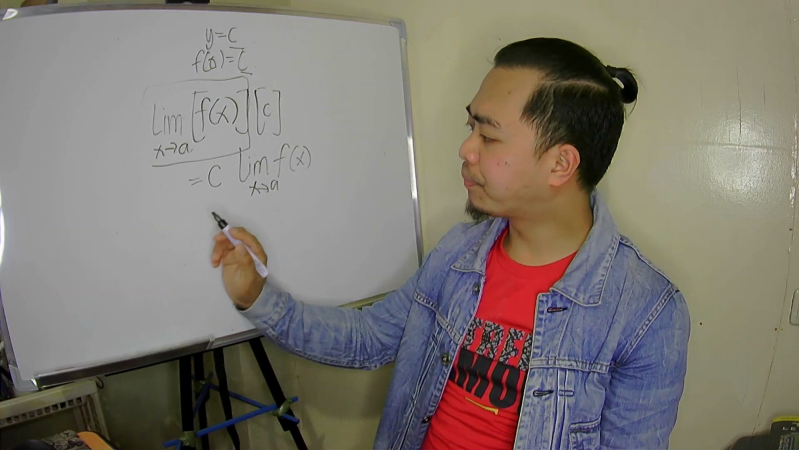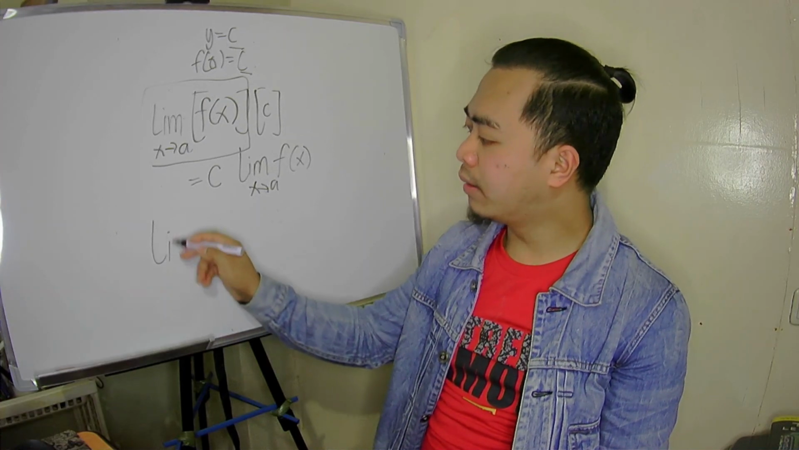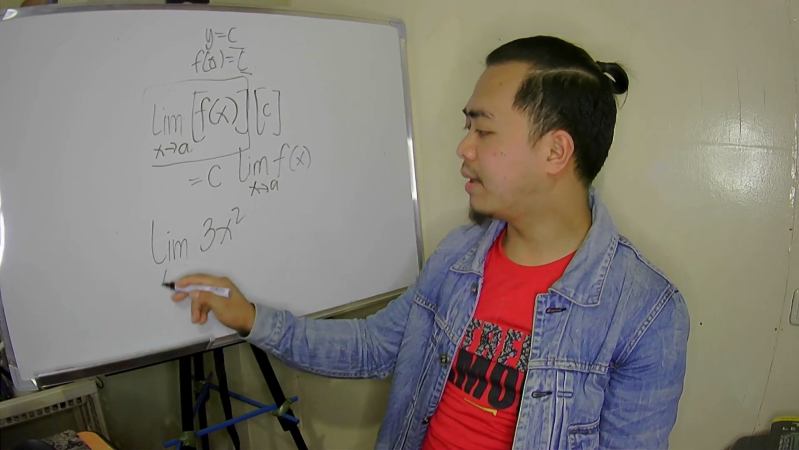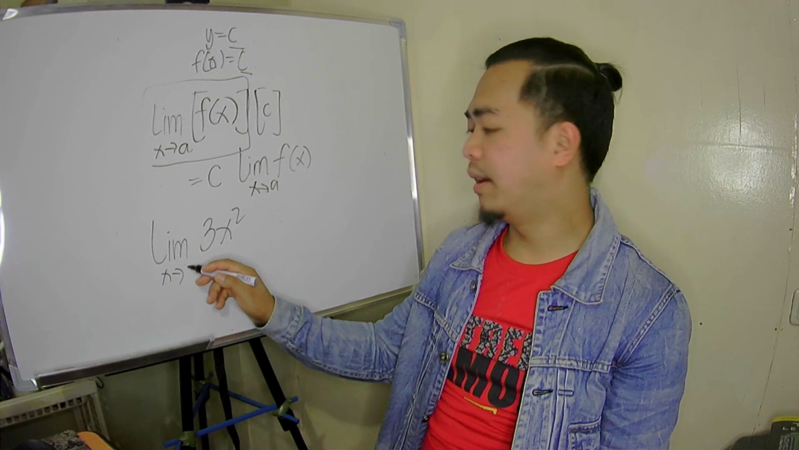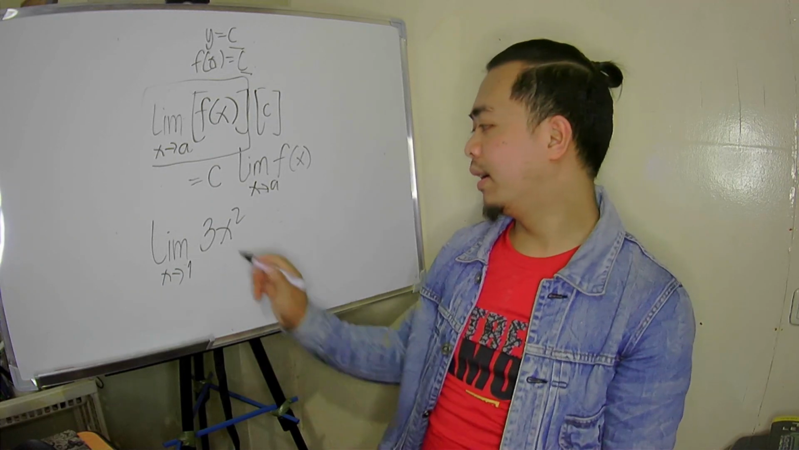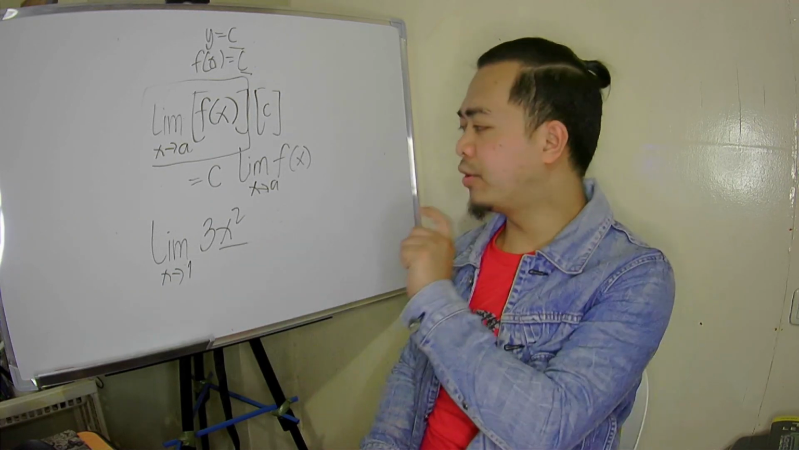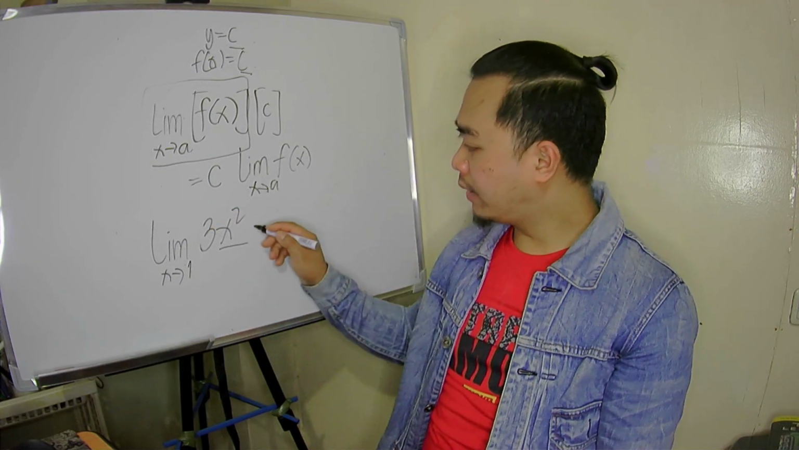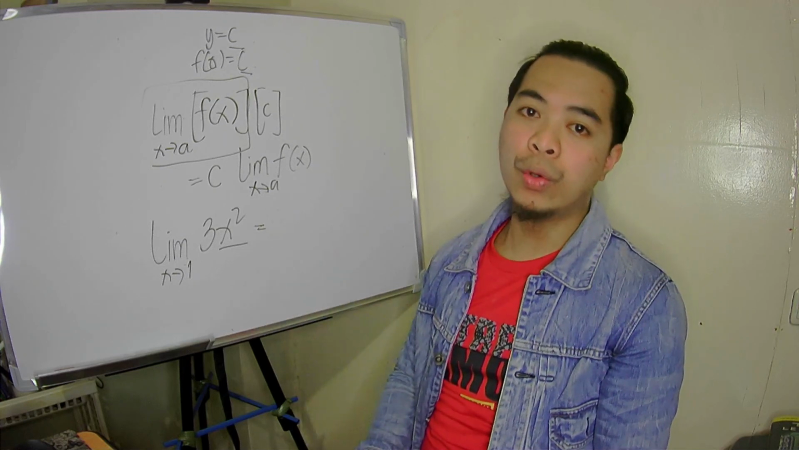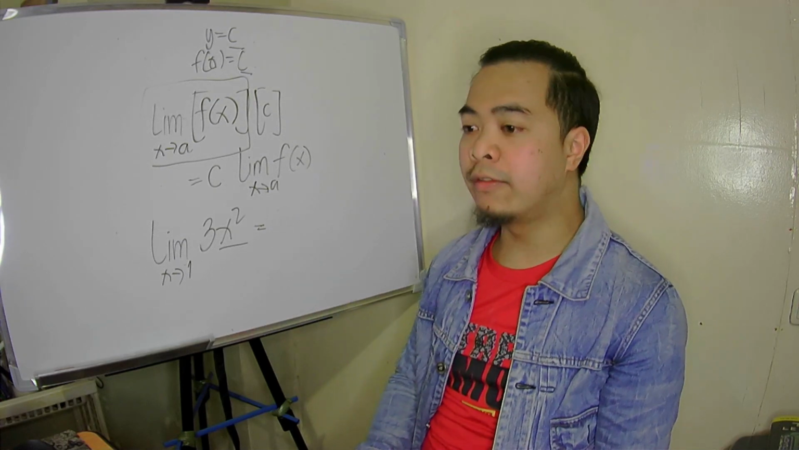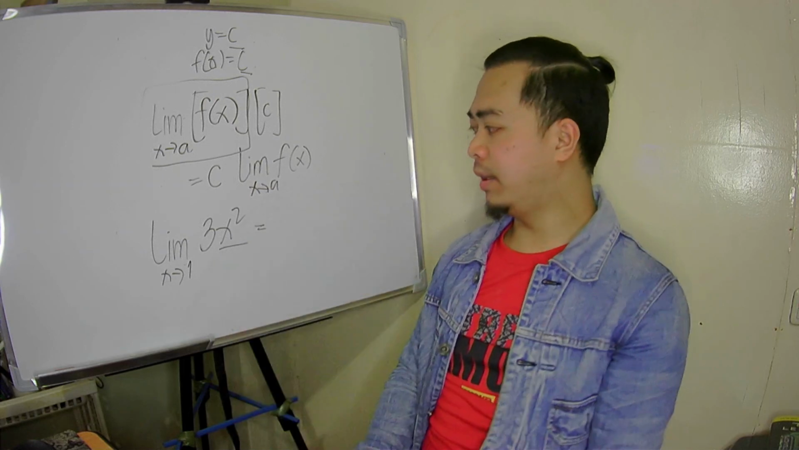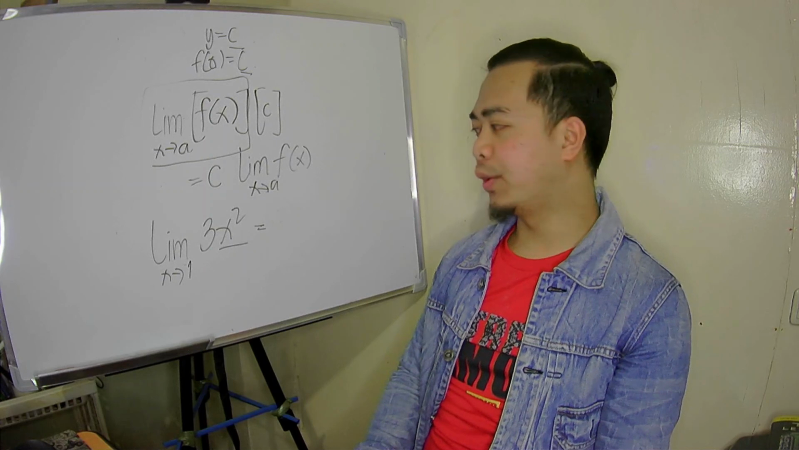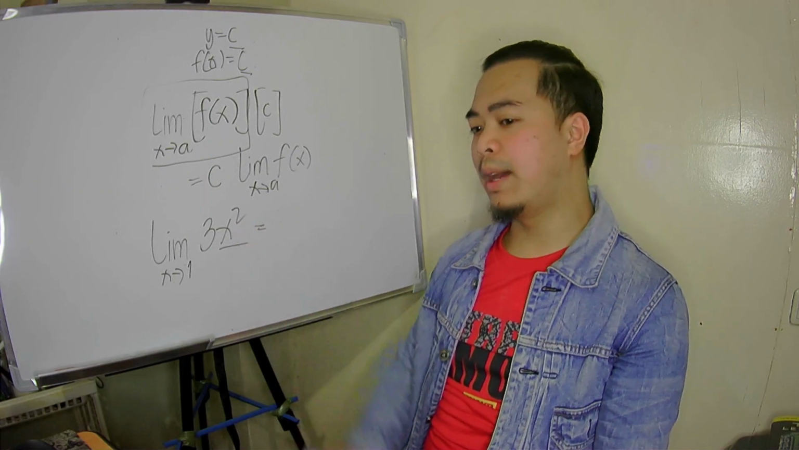So, halimbawa, limit of 3x squared as x approaches positive 1. Parang ito yung f of x, no? Yung function, tapos 3 yung constant function. To evaluate this one, we do not have to prepare a graph or a table of values just like what we did a while back. We can use the first and second property. Although, alam ba natin yung x squared? Wala pa, no?